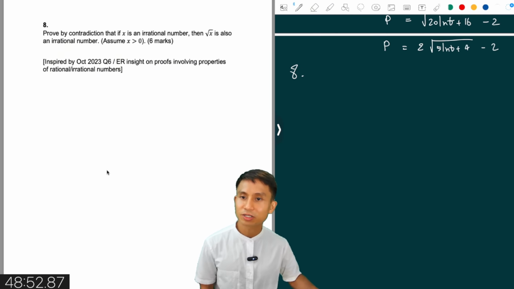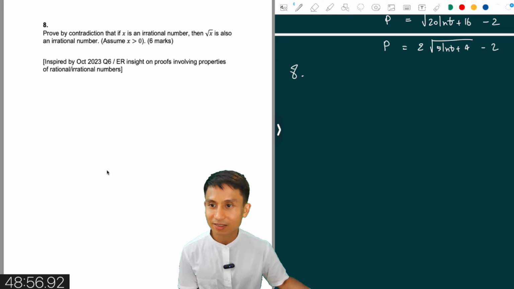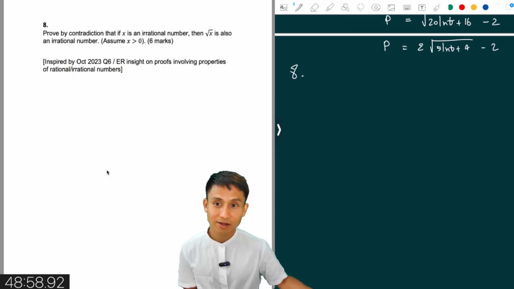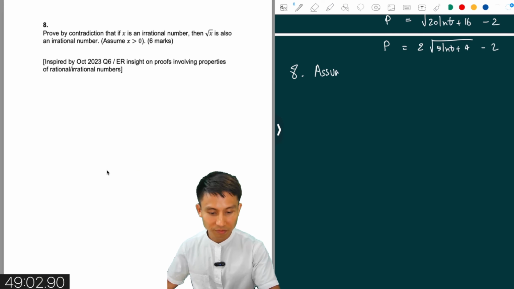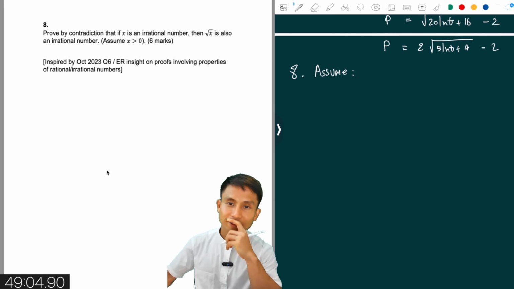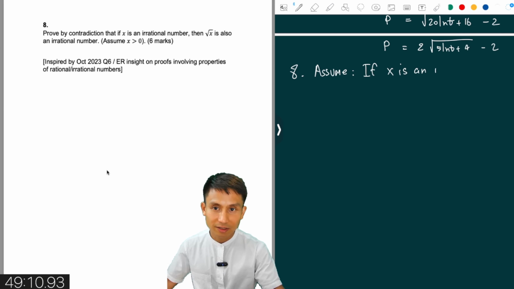Prove by contradiction that if x is an irrational number, then square root x is also an irrational number. Okay, so we're gonna assume that if x is an irrational number, then root x is a rational.